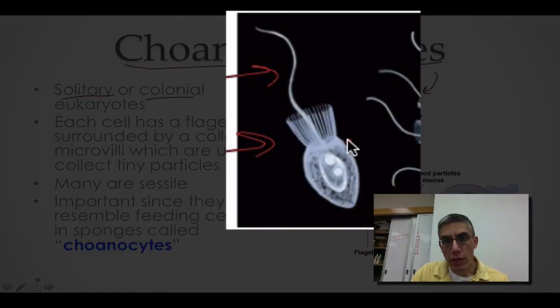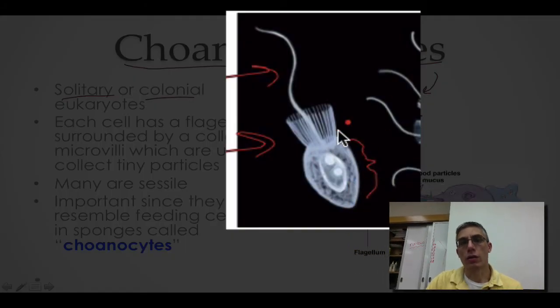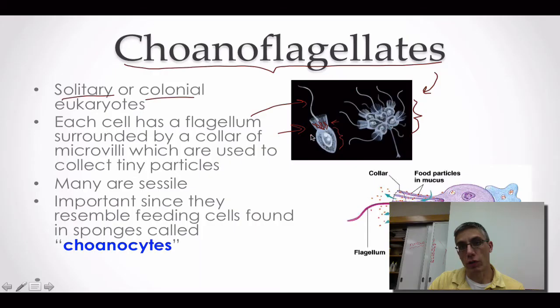So the body of the cell is located right here, and right here you're going to notice this is the collar. And all of this right here, in other words, this kind of net-like appearance that you see surrounding the flagellum, that's going to be the microvilli. And as we said before, they're going to act as a very tiny and very efficient type of filter. Now, many of these organisms are sessile, which means that even though they do have a flagellum, they do tend to stay put in one place.